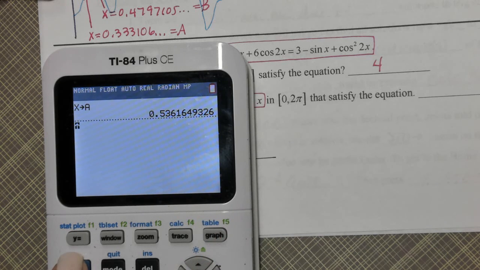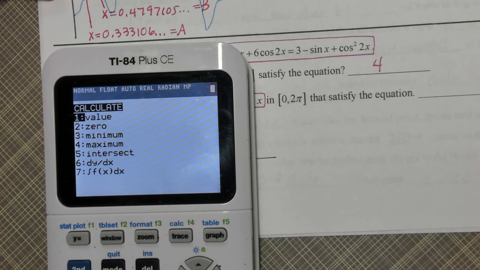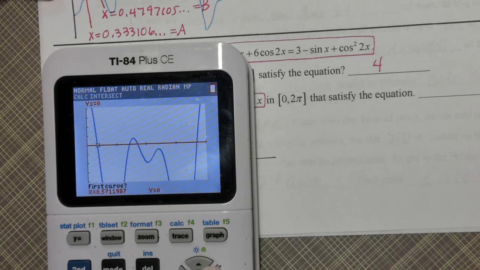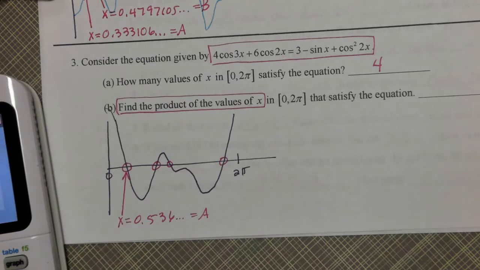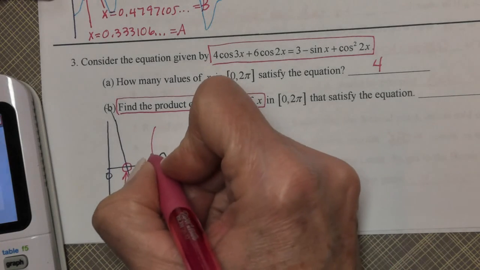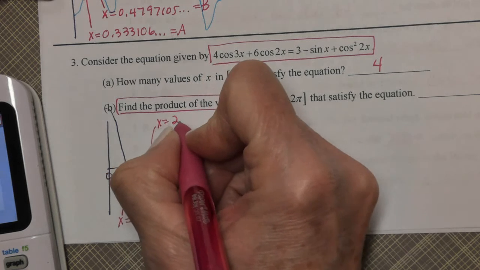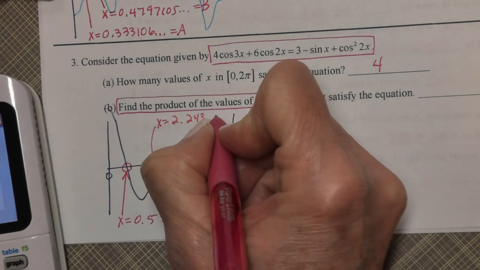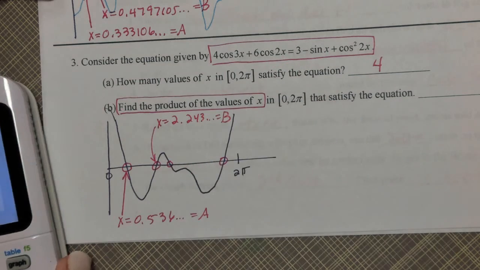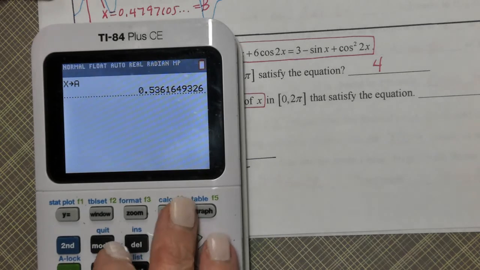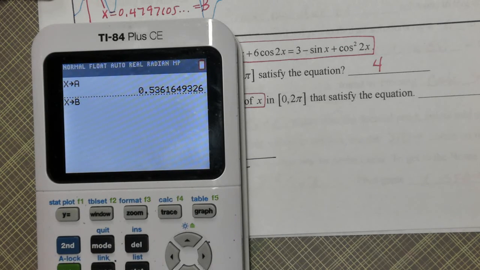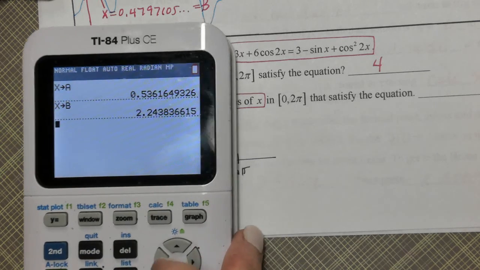Now I'm going to go back to my intersect feature and go get this next 0. Enter, enter, enter. 2.243... And I am going to put that in for B. So go to your home screen, second quit. X stow B. Now that's in there.